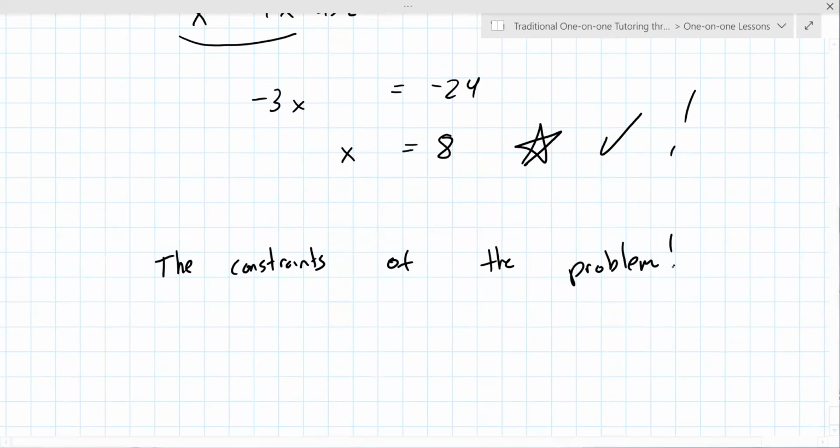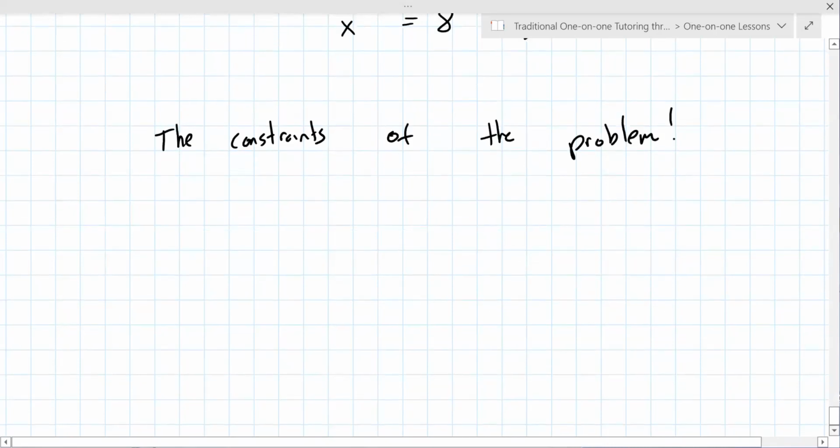Like what the range of the answers could be. So if it's only in between, if it can't be a certain number or a certain couple of numbers, those would count as the constraints, because if you get that as an answer, then that's bad.